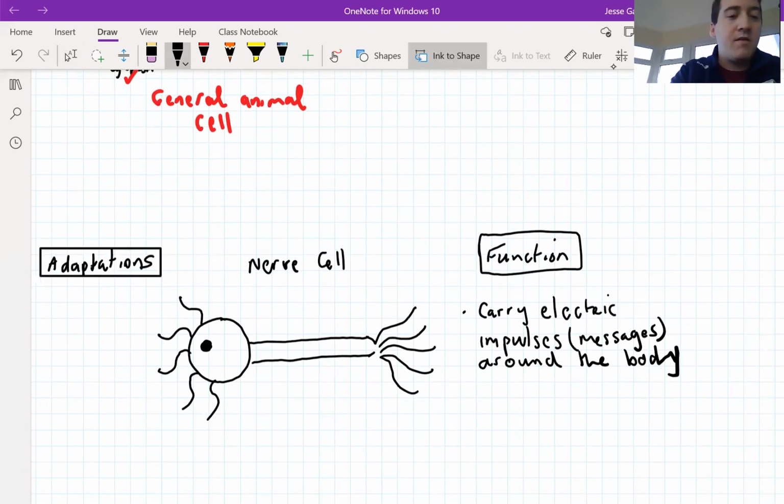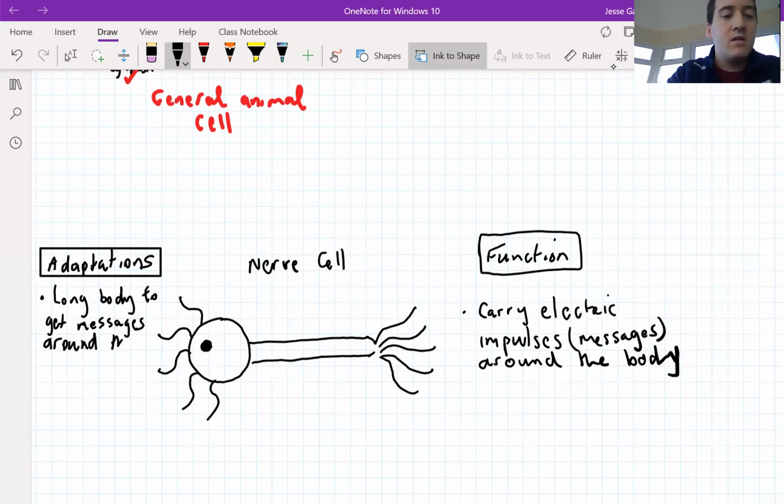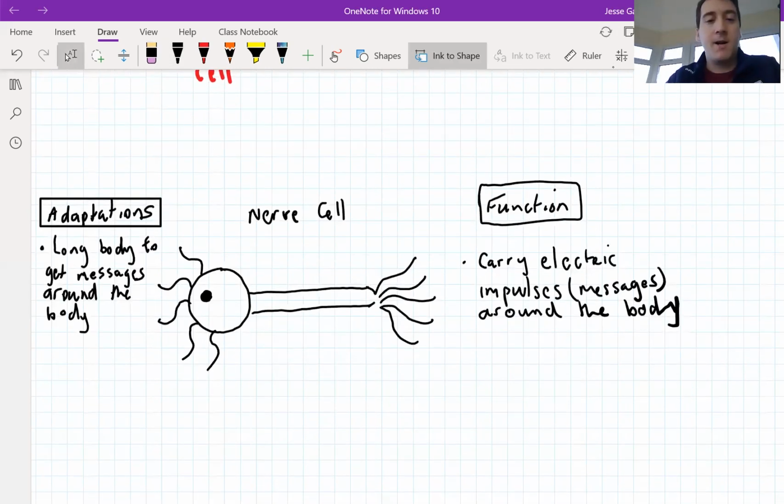Okay, so an example here of an adaptation is this long body. And this long body makes the cell really long. So a long body to help get the messages around the body. Now, it is a bit more complicated than this. For example, this long body has a name, but you don't need to know that. So I'm just going to call it a long body for now, and that will do fine. So we've got the long body to get messages around the body.